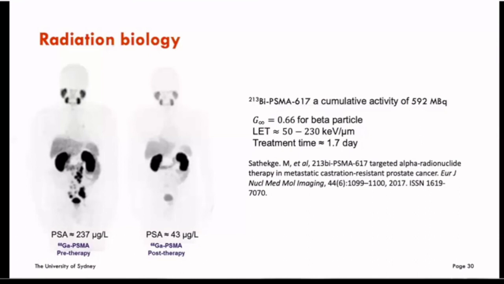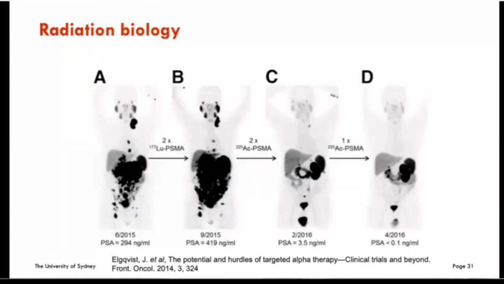The patient was treated with 2 cycles of bismuth-213 PSMA with cumulative activity of 592 MBq and restaging with gallium-68 PSMA after 11 months showed a remarkable molecular imaging response. This patient also demonstrated a biochemical response, which is a decrease in PSA level from 237 microgram per liter to 43 microgram per liter. The effectiveness of the targeted bismuth-213 is most probably due to the high LET of alpha particle and high G factor of the isotope.